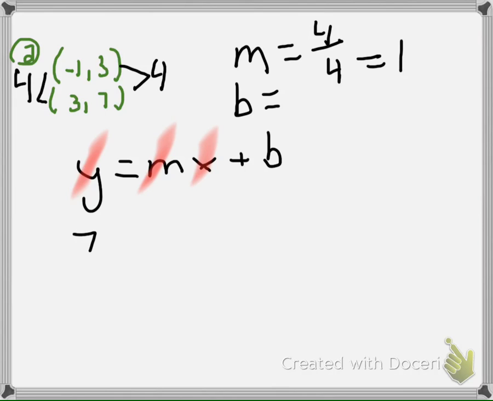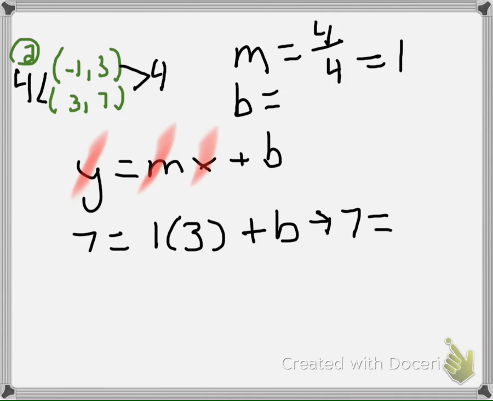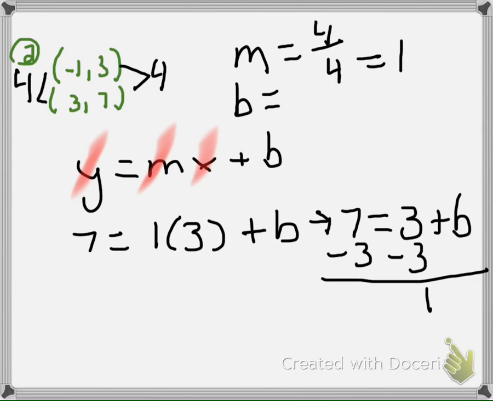7 equals m times x plus b. Simplify, this is equal to 7 equals 1 times 3 is 3, so 7 equals 3 plus b. How do you get the b by itself? You subtract 3 on both sides. 7 minus 3, b equals 4. Ready to write the equation. Y equals 1 times x is x plus 4.